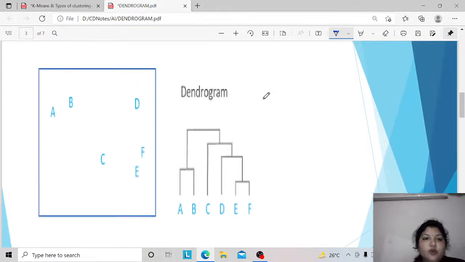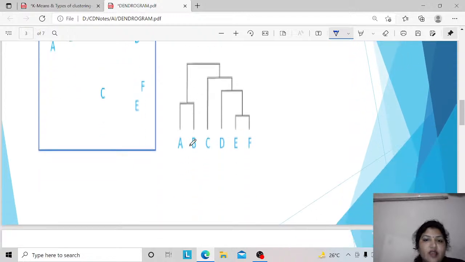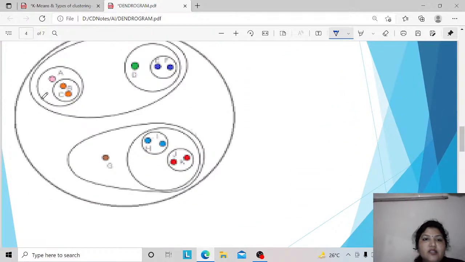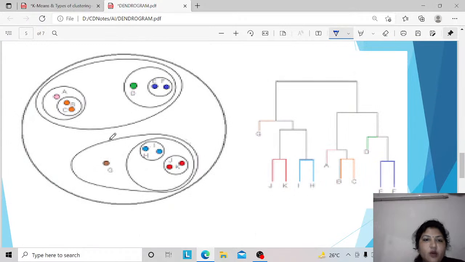So the next point is, let us take another example. We have this number of points. Let us see how it works. We have EF, we have IJ, we have JK, IH, JK, G, and C.